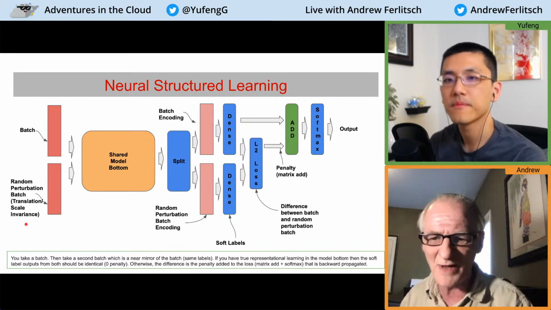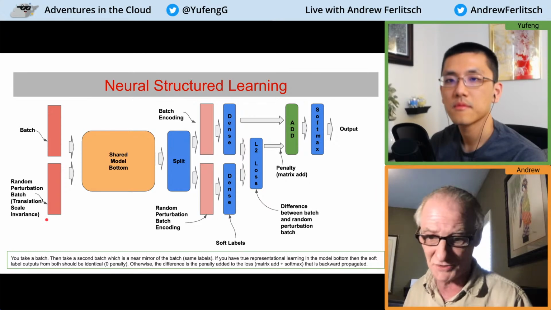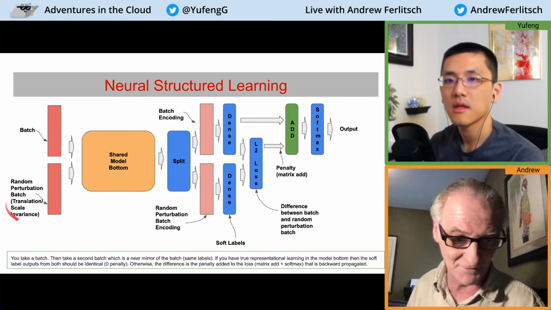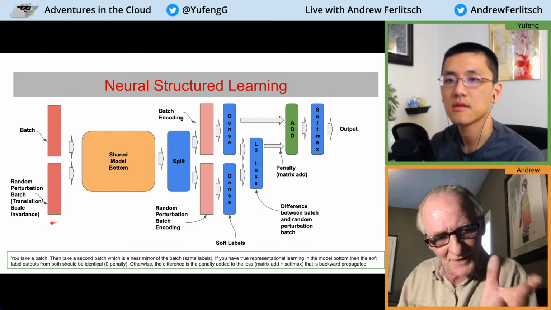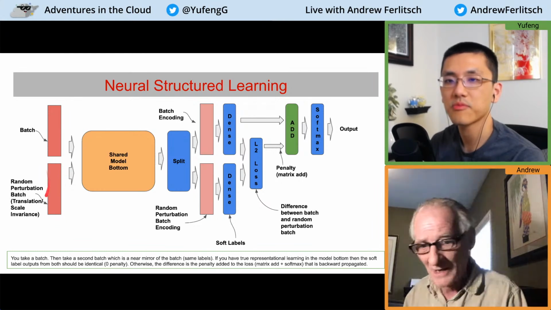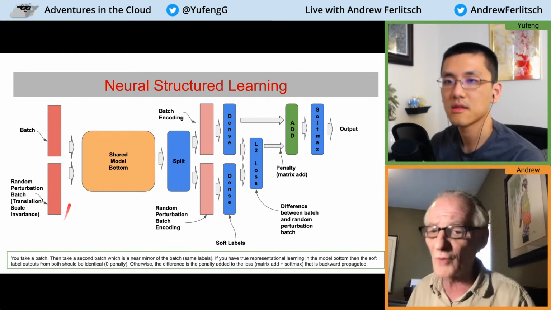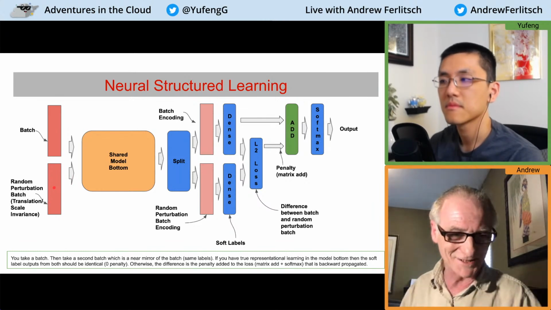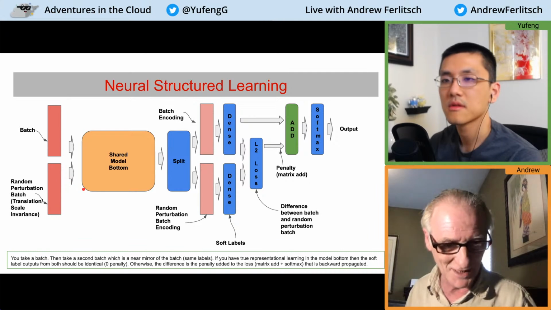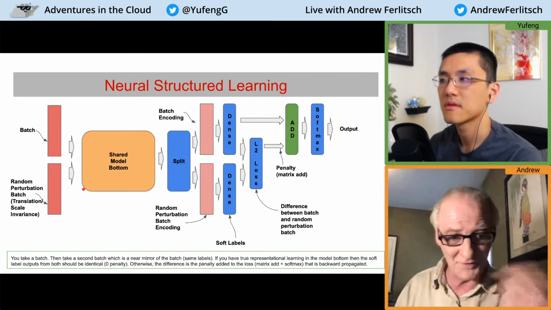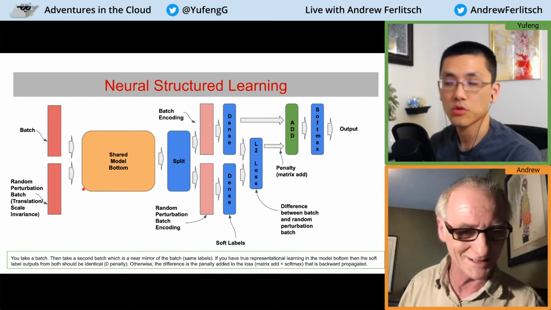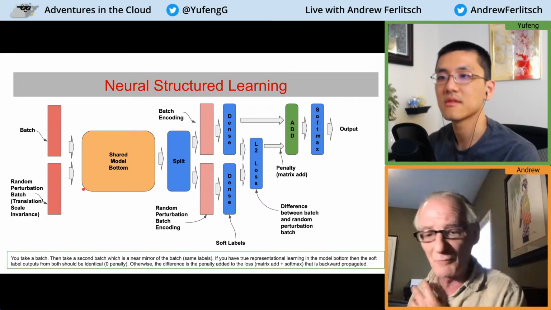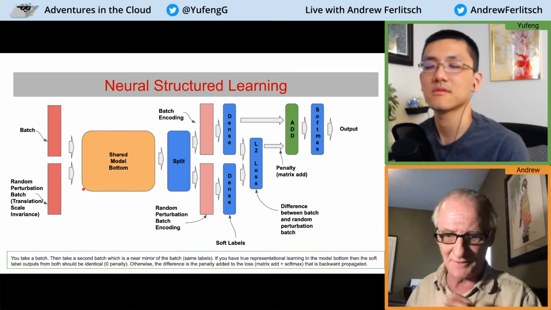And usually we're going to do some random perturbation to it, like translational scale invariance. We might rotate it or flip it or something. Now, if our model was truly generalized to the real world and handled data drift, then those two batches on their prediction should be identical, right? 100%.